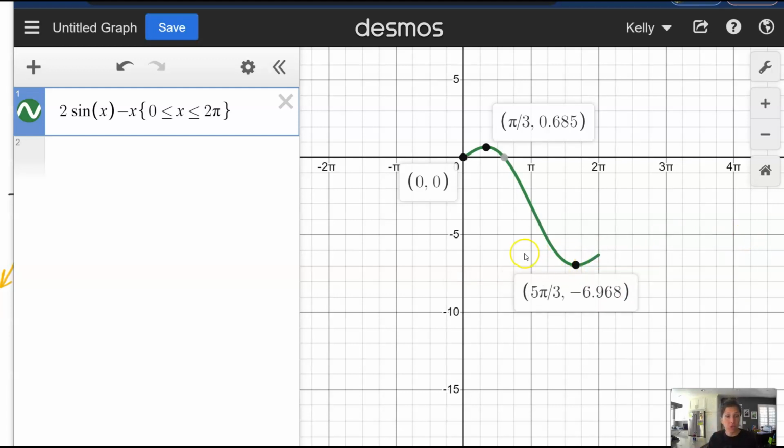All right, so that's it. Talked too long. The absolute maximum is 0.685 at pi over 3, and the absolute minimum is negative 6.97 at 5 pi over 3. So this is an example where had you just used the first derivative test, you would have gotten the right answers, but not for the right reasons. So if you don't test everything in the candidates test, or at least show that you thought about them, you will not get full points on the quiz this week.